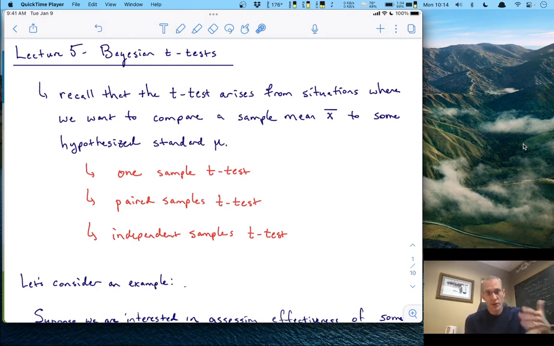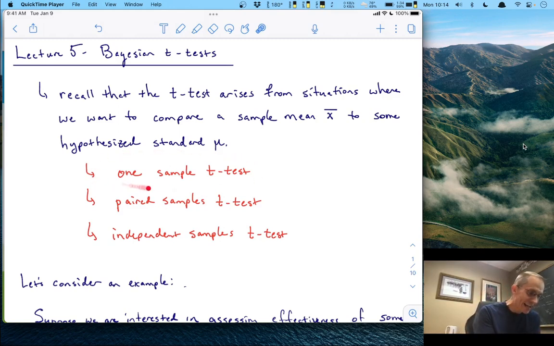So in order to get started, let's recall what a t-test does. Remember that the t-test arises anytime that you want to compare some observed sample mean or pair of sample means to some hypothesized standard, let's say mu. And this can be generalized to one of three different situations.